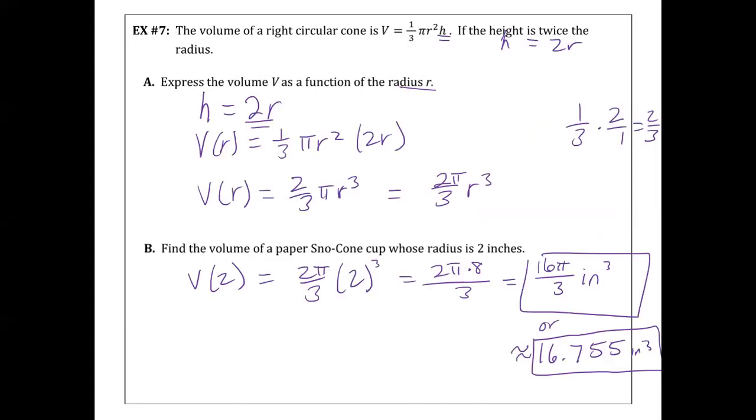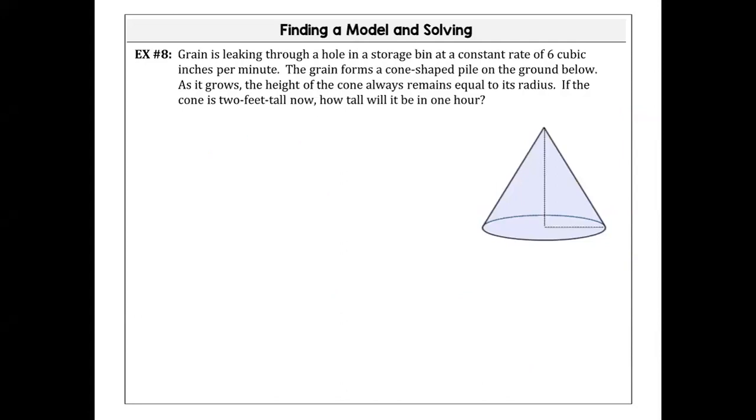Right. All right. So, next it says, here we go. Grain is leaking through a hole in a storage bin at a constant rate of 6 cubic inches per minute. The grain forms a cone-shaped pile on the ground below. As it grows, the height of the cone always remains equal to its radius. If the cone is 2 feet tall now, how tall will it be in 1 hour?